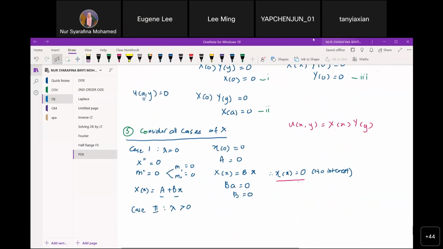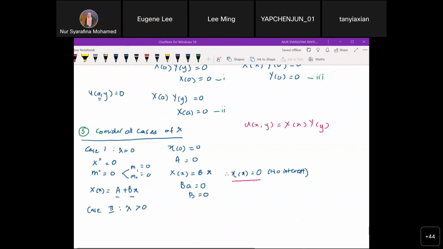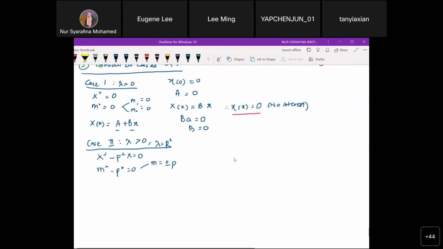Lambda greater than 0. So when lambda is greater than 0, now we have lambda equals p squared. So your x double prime minus lambda x, now minus p squared x, equals 0. m squared minus p squared equals 0 will give you m equals plus minus p. Now we have real and distinct roots. So we have x equals A e to the px plus B e to the minus px.